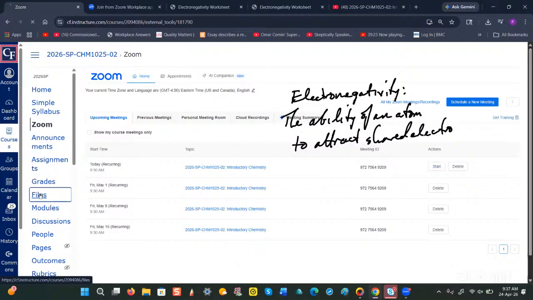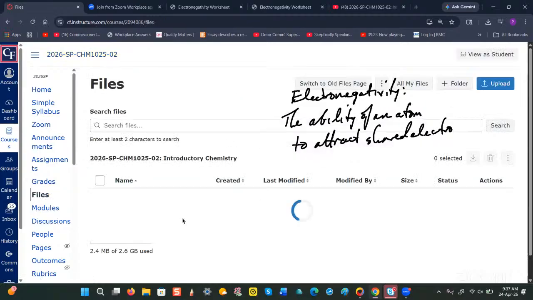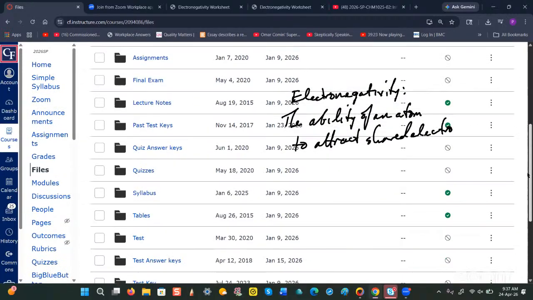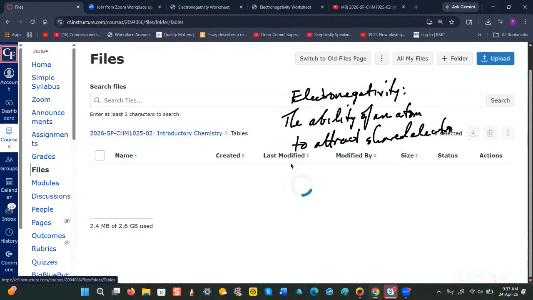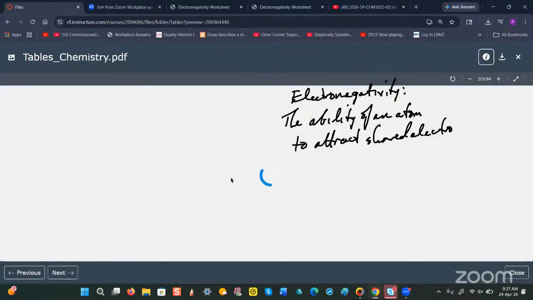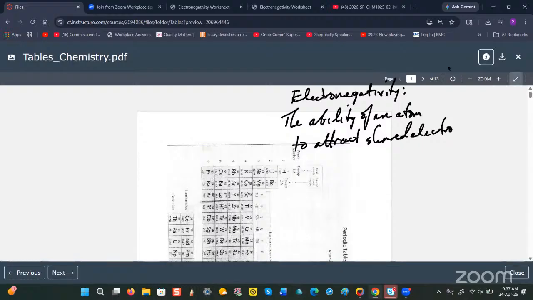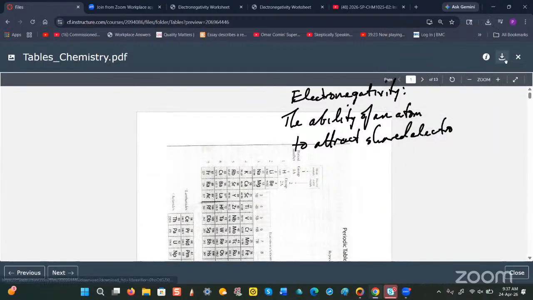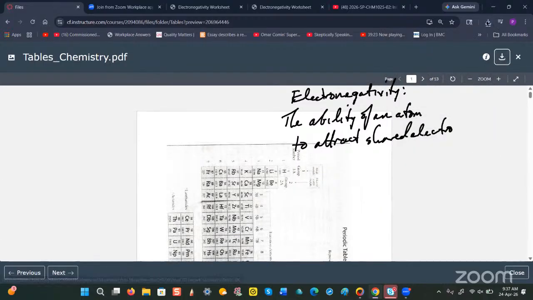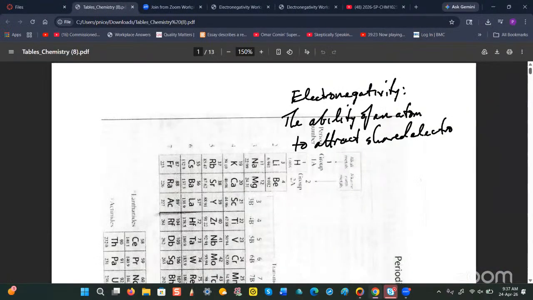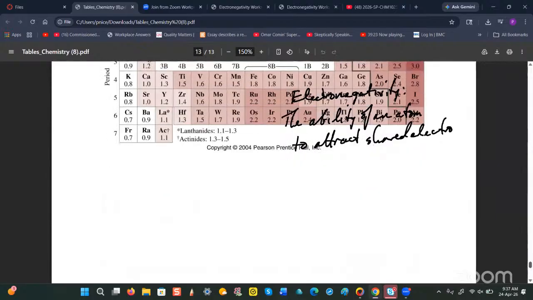And I'm going to go to the tables document that you'll have access to. And I think it's on the very last page. So let me click here. And let me download this. Oh, wait a minute. It's not downloaded yet. Okay. And it's the very last page right here, right?